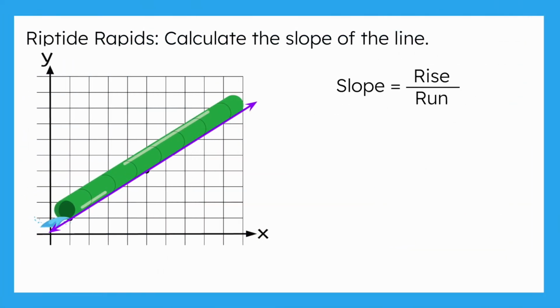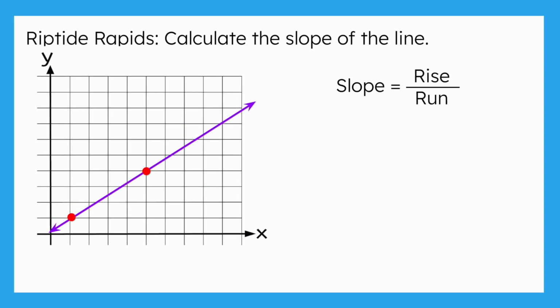This line represents the slope of Riptide Rapids. Let's draw a right triangle that has its hypotenuse on the line. We can have it lay directly on the lines on the coordinate plane, and its vertices can be on points, like this. How many units tall is this triangle? 1, 2, 3. It's 3 units tall. And how many units long is this triangle? 1, 2, 3, 4. It's 4 units long.